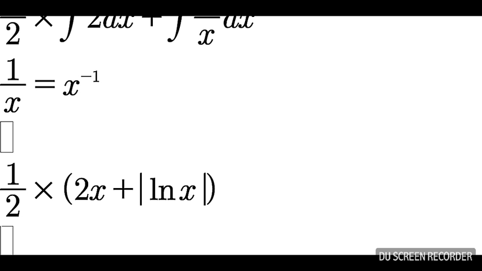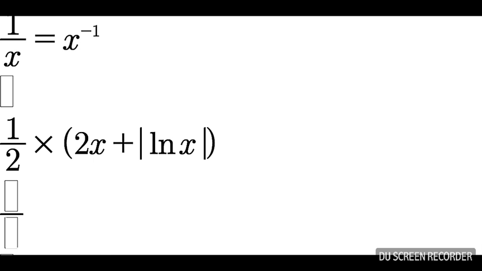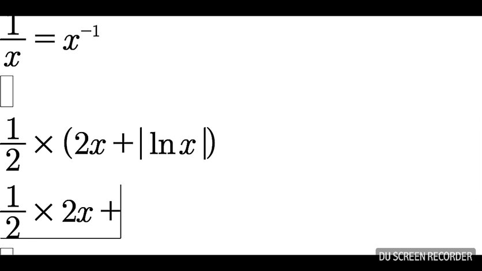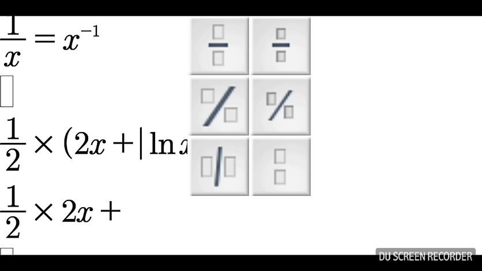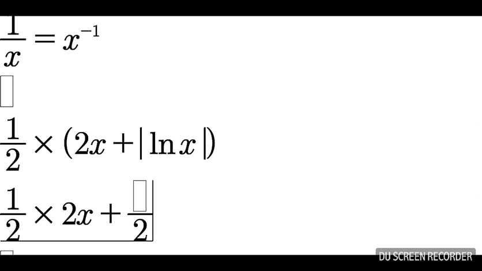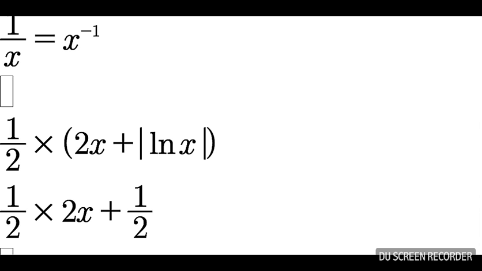Now, let us distribute the half across the terms. So distributing the half, I will have 1/2 multiplied by 2x, 1/2 times 2x, again plus 1/2 times the ln of x, which is placed in absolute bars. So doing that we have 1/2 ln x.